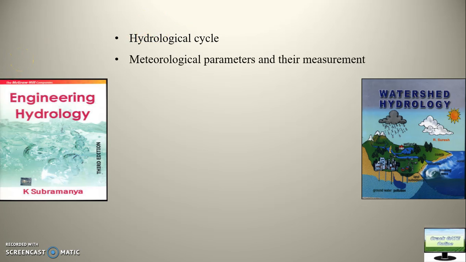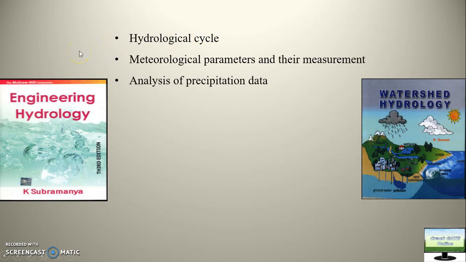Then there are the meteorological parameters and their measurement. Meteorological parameters like temperature, rainfall, wind velocity. There are various instruments used to measure them. Like to measure rainfall, you need rain gauges. To measure wind speed, you need an anemometer. Okay, so this you should know.